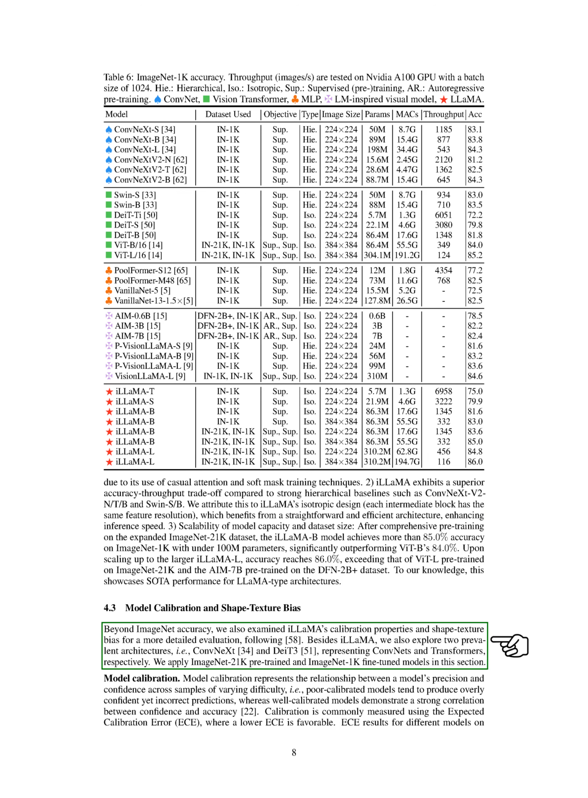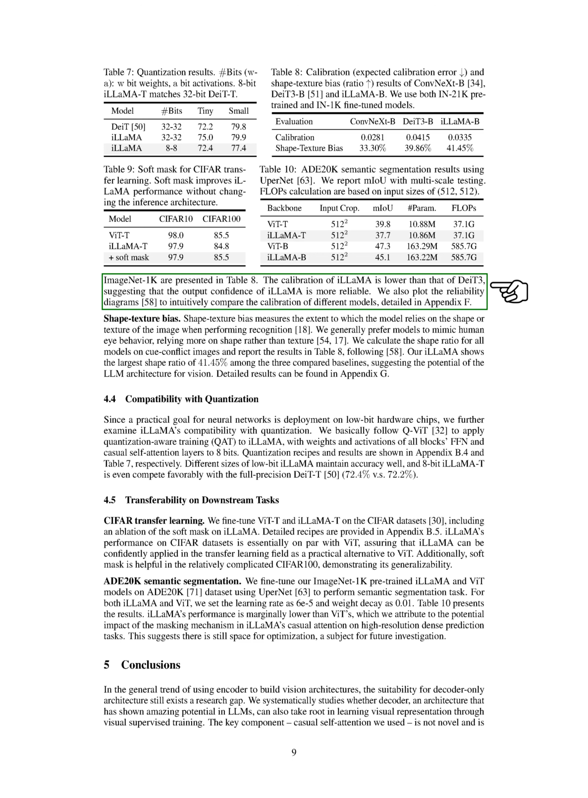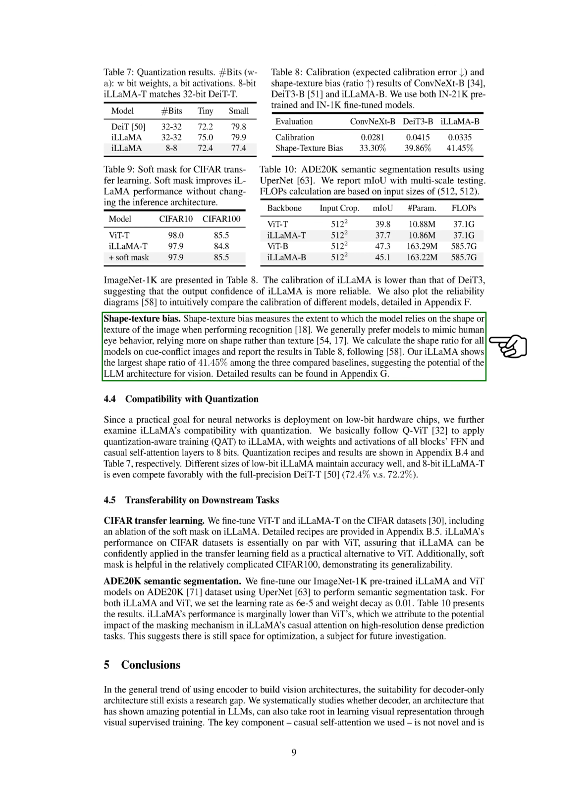We also examined the calibration properties and shape-texture bias of LLaMA for a more detailed evaluation, alongside ConvNeXt and DeiT3 architectures. Model calibration, which assesses the model's precision and confidence across samples of varying difficulty, showed that LLaMA has lower calibration error than DeiT3, indicating more reliable output confidence. In terms of shape-texture bias, LLaMA exhibited the largest shape ratio among the compared baselines, suggesting the potential of the LLM architecture for vision tasks.